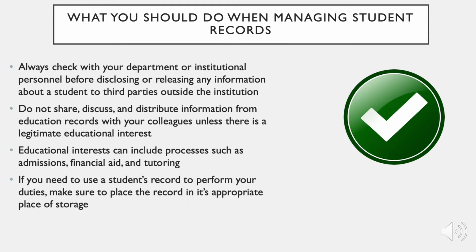Now that we have discussed what you should not do when managing student education records, let's discuss what strategies or measures you should do. Always check with your department or institutional personnel before disclosing or releasing any information about a student to third parties outside the institution, such as parents. Always follow the confidentiality rules that are in place with FERPA by not sharing, discussing, or distributing information regarding education records with your colleagues unless there is a legitimate educational interest that exists.